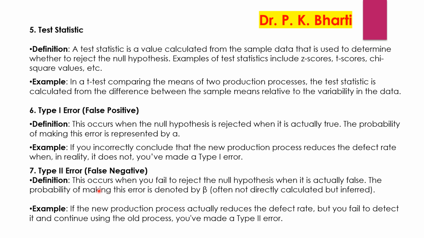Type 2 error, false negative. This occurs when you fail to reject the null hypothesis when it is actually false. The probability of making this error is denoted by beta, often not directly calculated but inferred. For example, if the new production process actually reduces the defect rate, but you fail to detect it and continue using the old process, you have made a type 2 error.